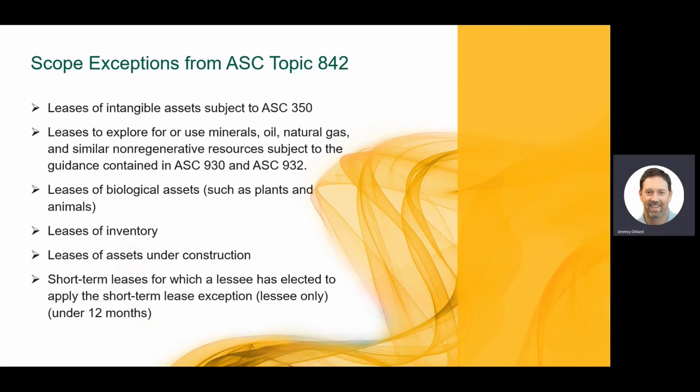We should also mention there's some scope exceptions from ASC 842. It does not apply to intangibles, biological assets, and inventory. Also, there's an optional scope exception for leases that are 12 months or less.